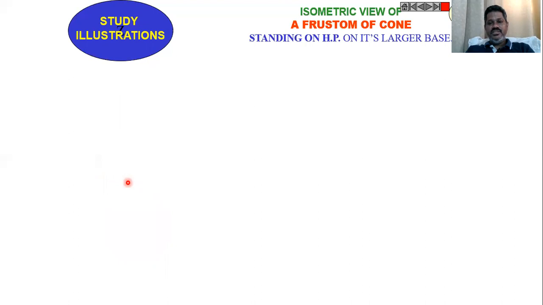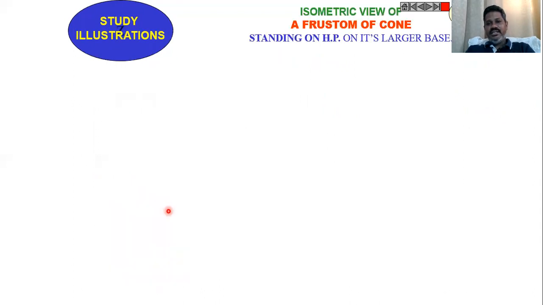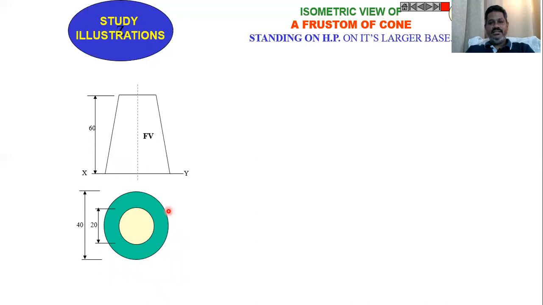This is similar to the same problem, but here it is a pentagonal pyramid, a frustum of pentagonal pyramid, also lying on the horizontal plane. Of course, it is not mentioned there, but here it is mentioned that the larger side of the cone is standing on HP. Similarly, this will be the front view and this will be the top view of the frustum of the cone. The height of the cone is 60 millimeters. Then the base diameter is 40 and the top surface is 20.